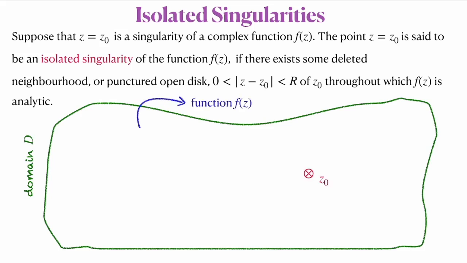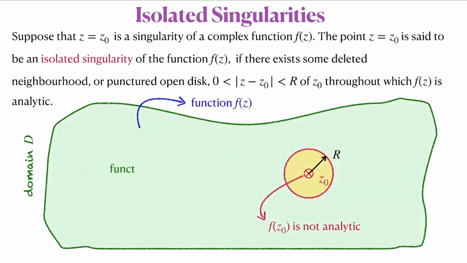This function f of z has a singularity at z is equal to z0. Now we call this an isolated singularity if we could take a neighborhood or a disk around z0 and remove those points. Let the radius be r. It can be any arbitrary radius as long as there is a single simple region which we can remove out, and then we look at the function in the remaining domain. If it is analytic, then the singularity is called an isolated singularity.